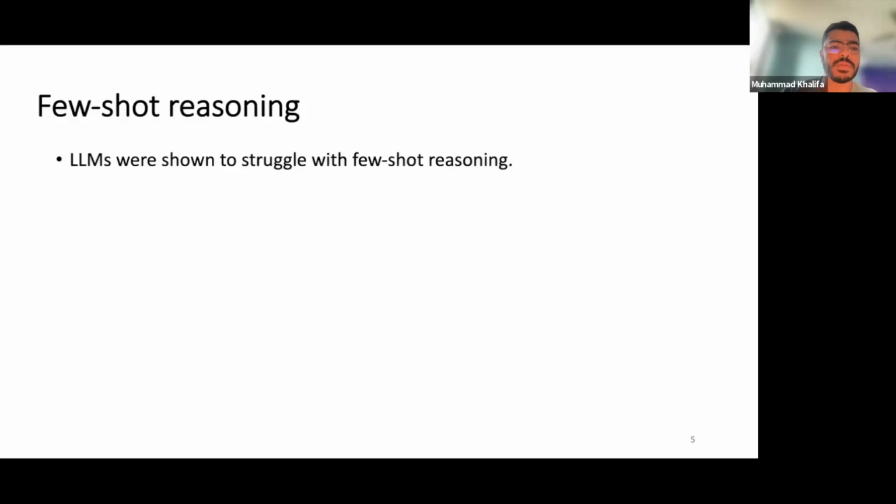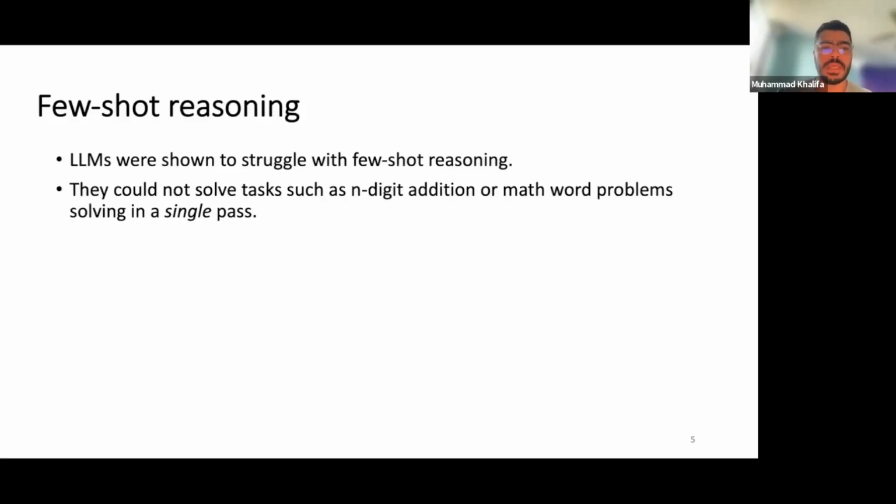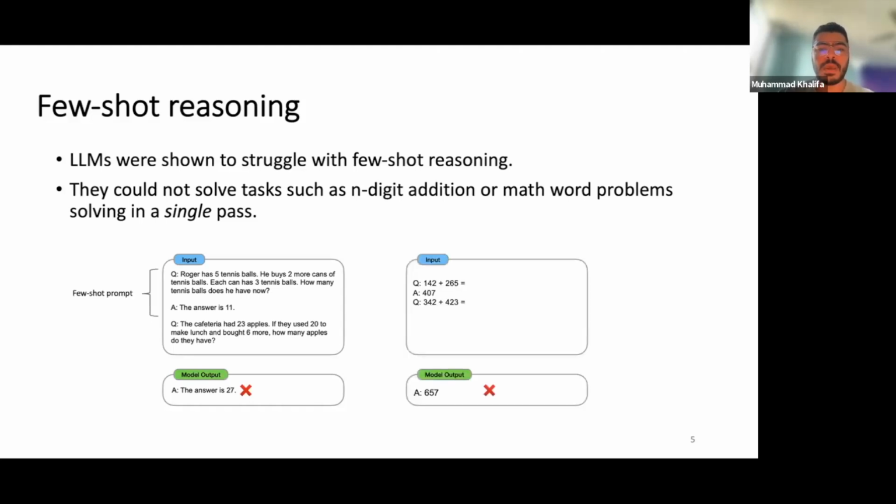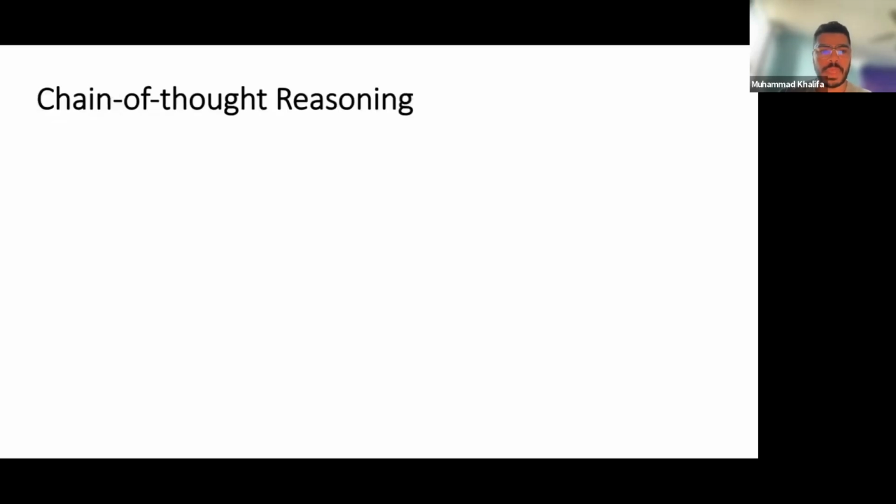So let's talk a little bit about few-shot reasoning. Originally, language models were shown to struggle with few-shot reasoning. They could not even solve tasks as simple as multi-digit addition or math problem solving in a single pass. So for example, you would take a language model, give it a few-shot prompt with a question and answer, and then a question you want to answer, and then it will give you an incorrect final answer. Same with different tasks like addition and so forth.